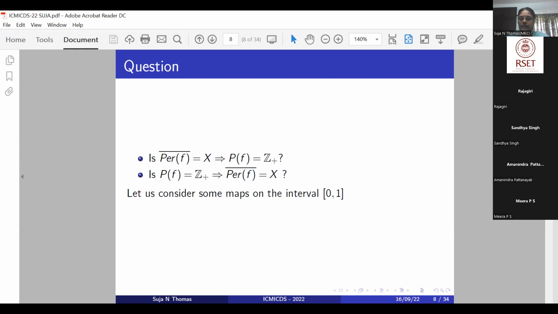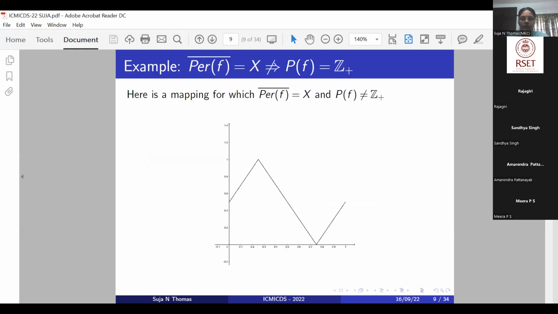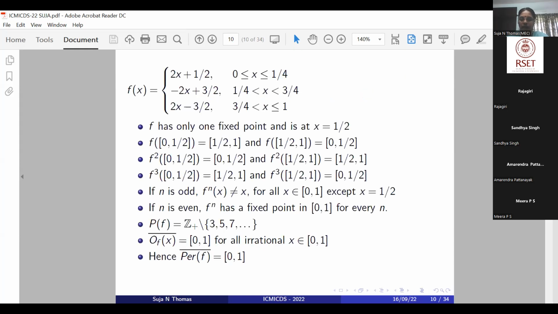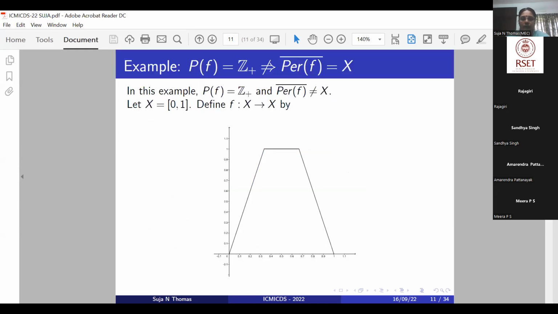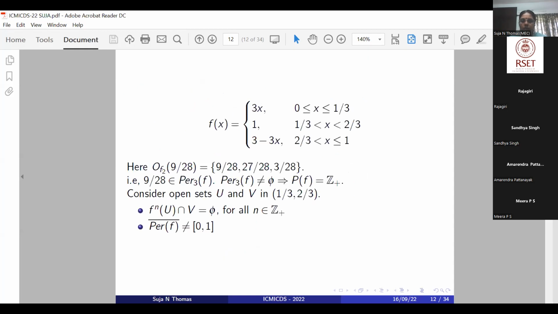So let us consider some examples on intervals. For the map whose graph is shown here, P(f) is not Z plus, but the closure of Per(f) is [0, 1]. Now for the map whose graph is shown here, the closure of Per(f) is not X, but P(f) is equal to Z plus.